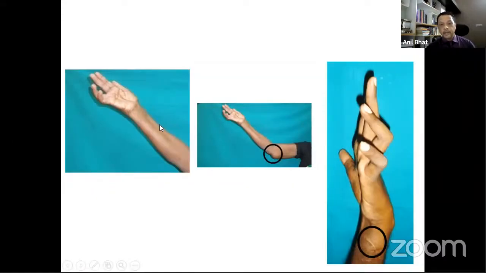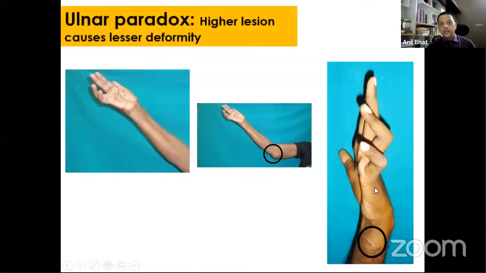So here, a higher level injury gives you a minimal claw compared to a lower level injury, which gives you a predominantly, very badly looking claw. This is the paradox you see here. And the reason is that if there is a lesion up here, the FDP of the little and ring finger is also paralyzed. So this flexion will be reduced and the claw will be much more minimal compared to a lower level injury. Here, the FDPs are still working, and that's why you have the claw so prominent. So this is the ulnar paradox, which a lot of examiners would ask you.